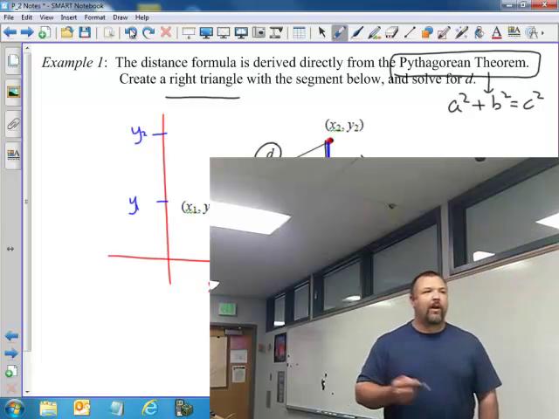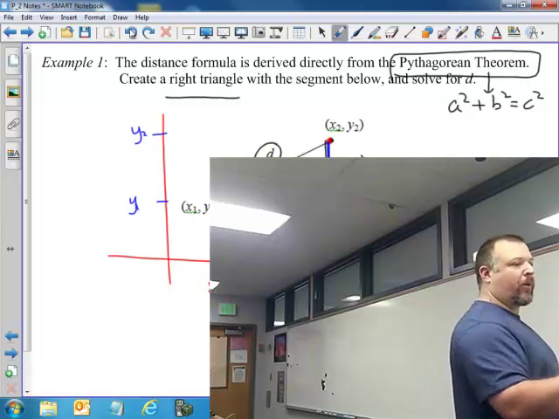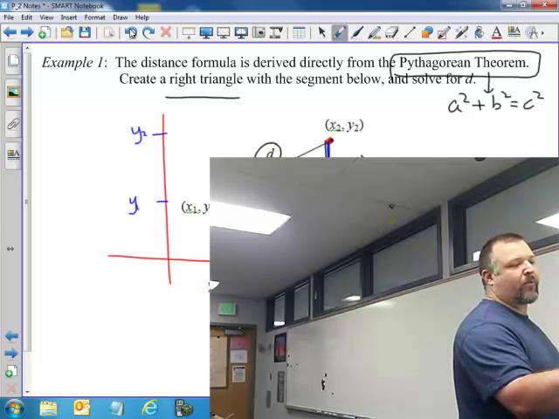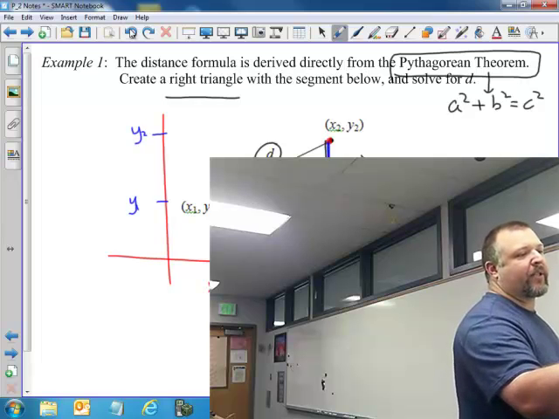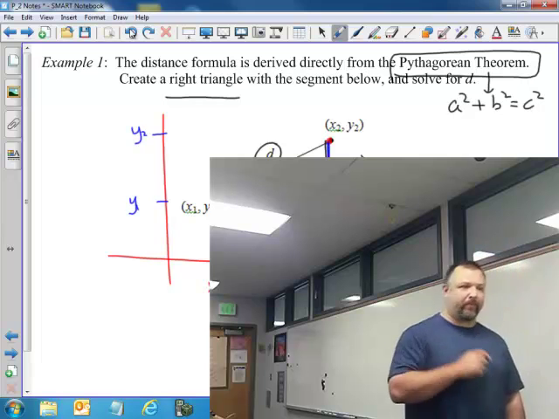Great, but the directions say to solve for d. So how do we solve for d? Well, we have to undo a squared, so we're going to square root both sides, and we end up with the square root of (x2 minus x1) squared plus (y2 minus y1) squared is equal to our distance. Hey, Mr. Lecky, is that the distance formula? That is the distance formula.